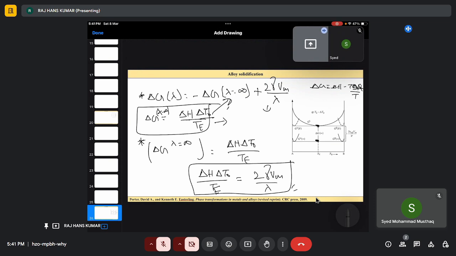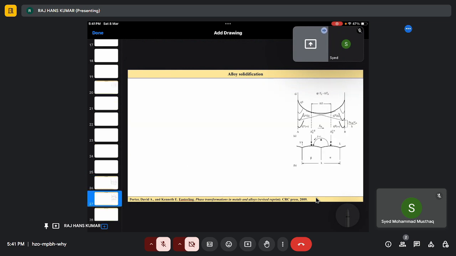So that means there is a max lambda, or the inter-dendrite spacing, that you can allow, right? Or the thickness of alpha and beta that you can allow at a certain undercooling level. Now, how does this front course?